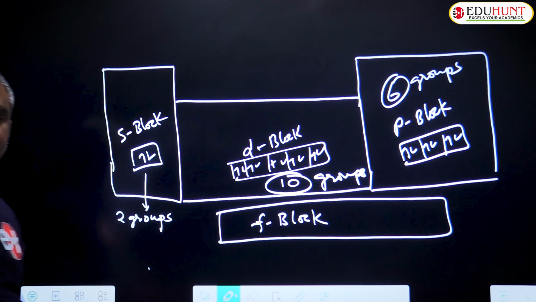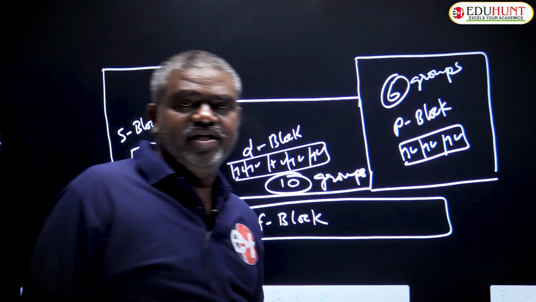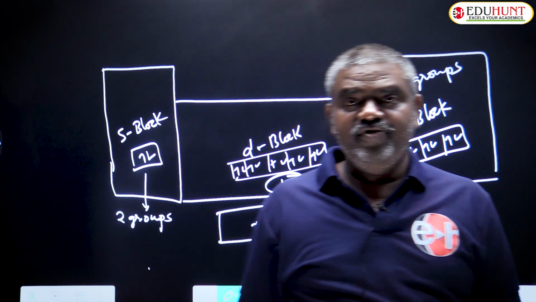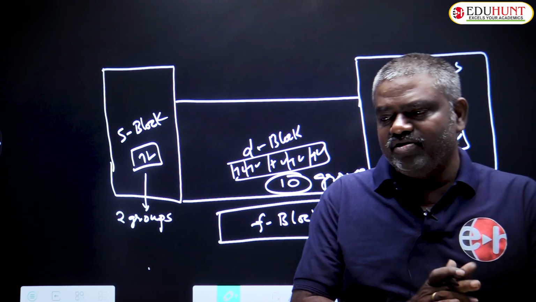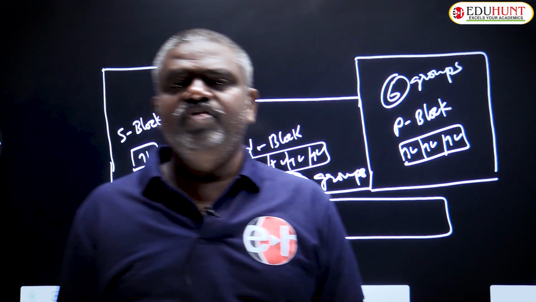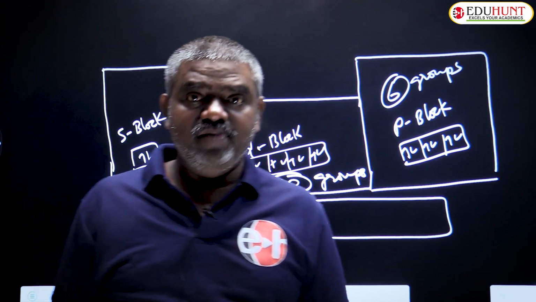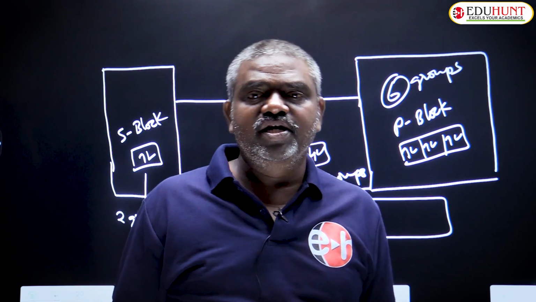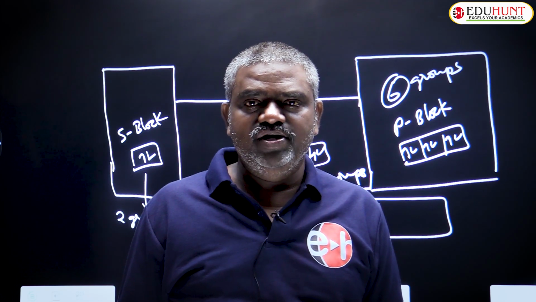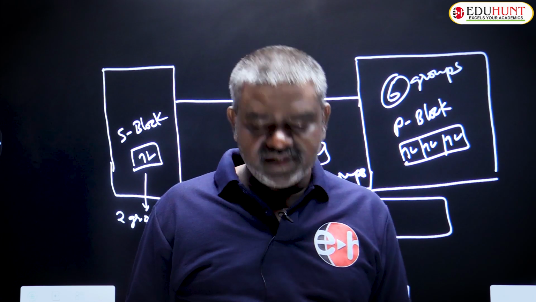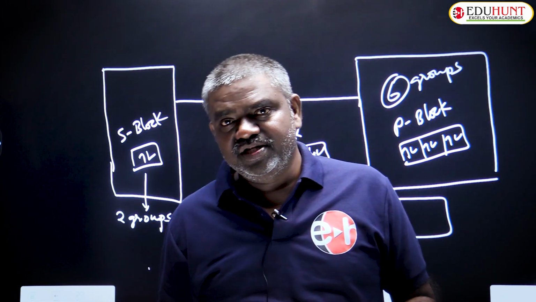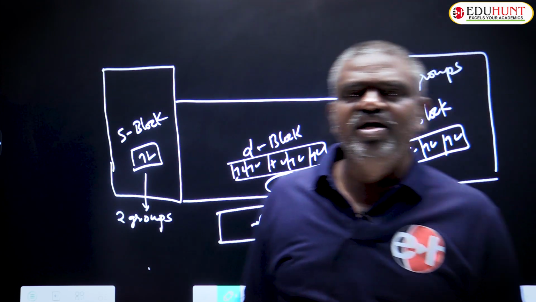According to the classification of elements, according to the differentiating electron. Differentiating electron means the last electron present in the atom. For example, if we take sodium, atomic number 11, the total number of electrons present is 11. Hence the 11th electron is known as the differentiating electron. The differentiating electron is present in the s orbital, hence it is an S block element.